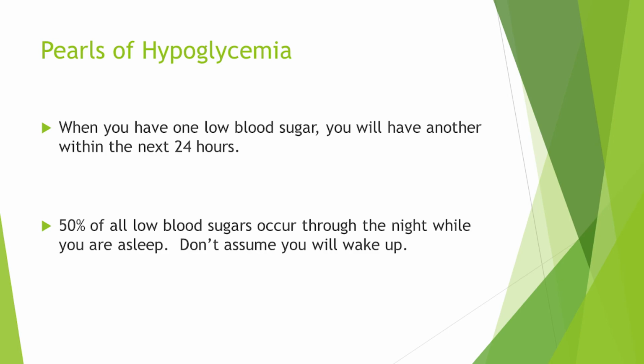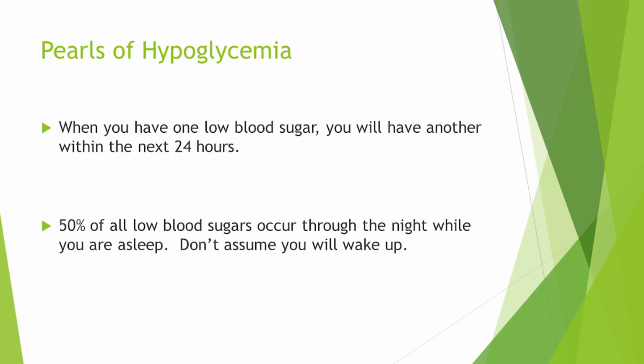And you're not going to sense the second episode very well because you've depleted your body of the chemical signals with the first low blood sugar. So keep this in mind. Look for the second episode. The second pearl is that 50% of all episodes of hypoglycemia happen at night while you are asleep.